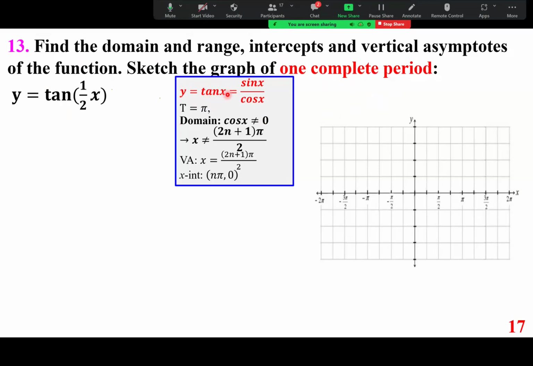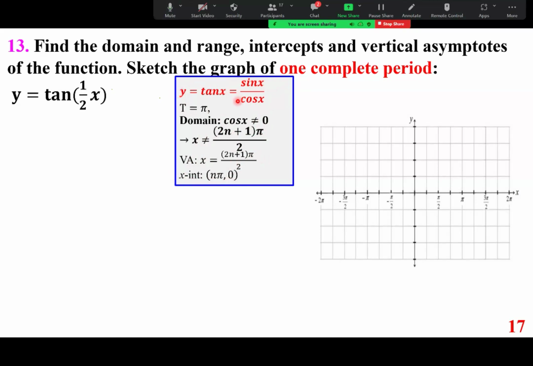Reminding you of y equals tan x means sine x over cosine x. The period for tangent and cotangent is only pi. Domain: whatever makes the denominator 0 is excluded, odd multiples of pi over 2, (2n plus 1) times pi over 2. So domain is all real numbers except those. So this becomes the vertical asymptote. X-intercepts at n pi, 0, because that's where the numerator is 0.